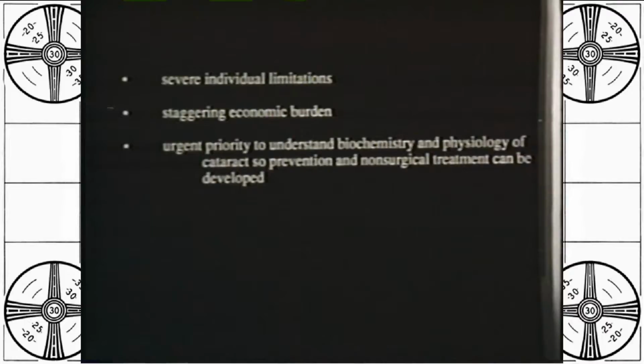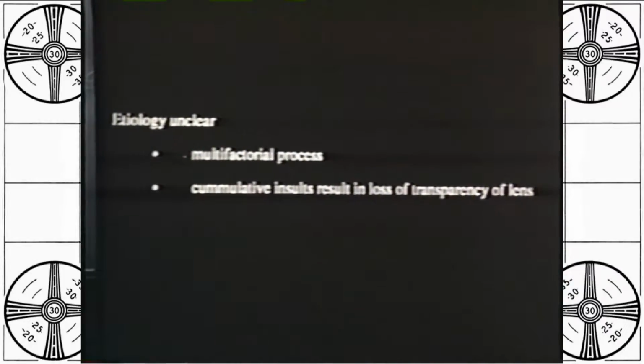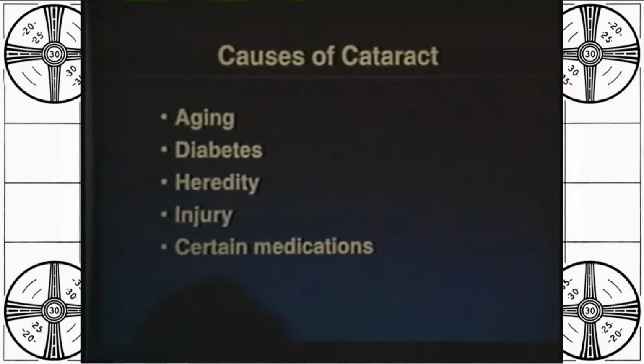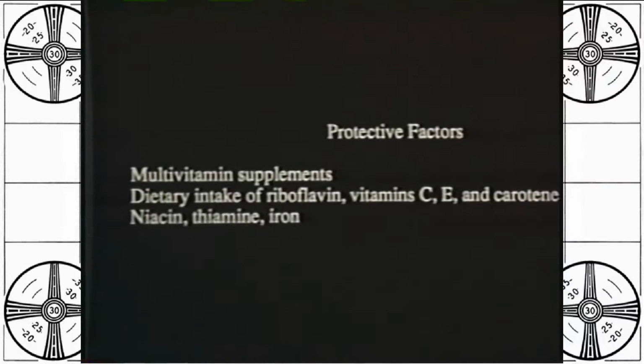It should be an urgent priority for us to understand the biochemistry and physiology of cataract so that prevention and non-surgical medical therapies can be developed. So we need to understand why cataract occurs. It's a multifactorial process, and we feel that it's a cumulative occurrence. Many insults add up to produce a loss of transparency of the lens. We know that it occurs with aging, diabetes, family history, after trauma, and secondary to certain medications.